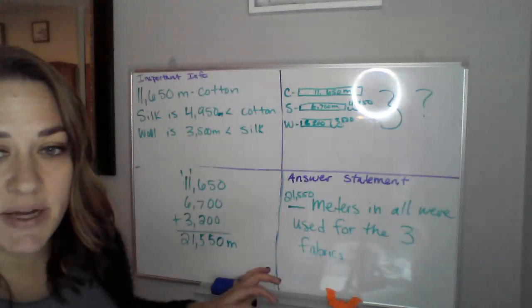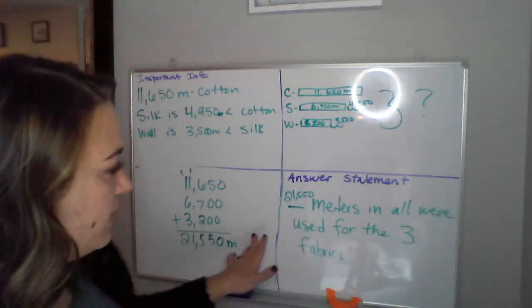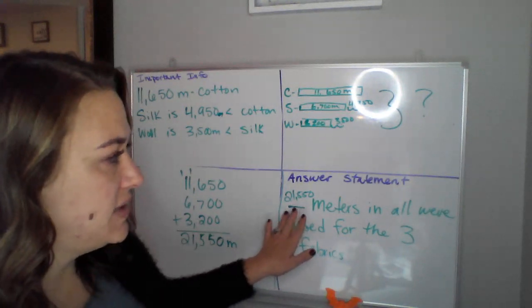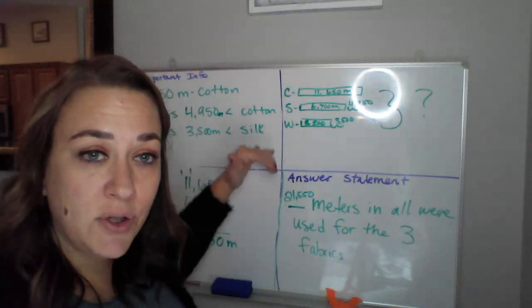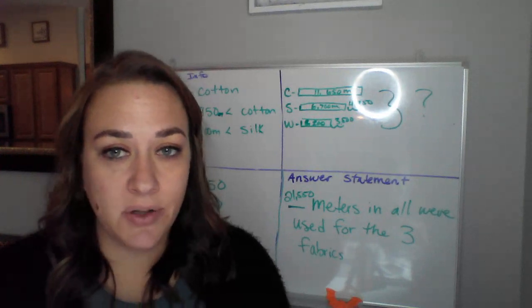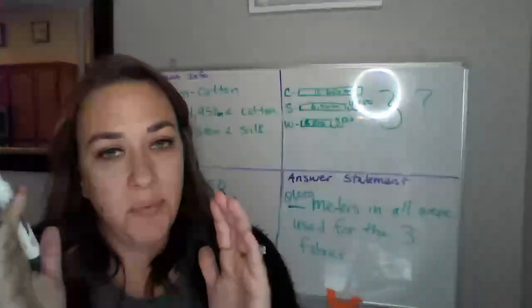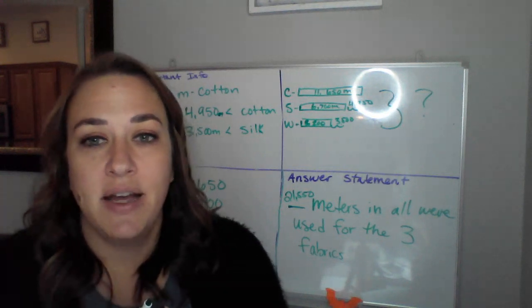Okay, and then I came back to my answer statement. I plugged my total amount into my final statement. And you can always double check it by going back through your work, making sure you subtracted it correctly, making sure you decomposed and borrowed correctly, making sure your place values were lined up correctly before you subtracted or added.